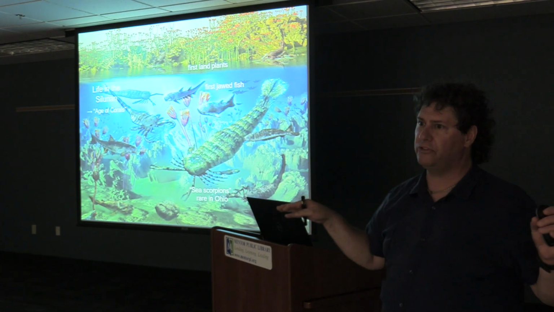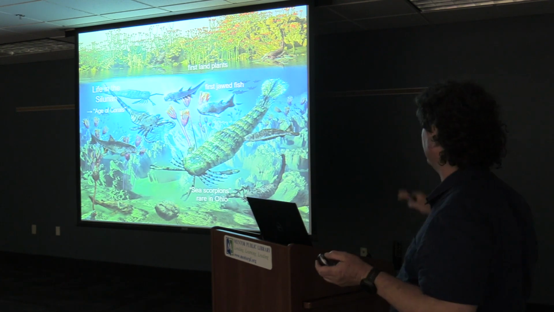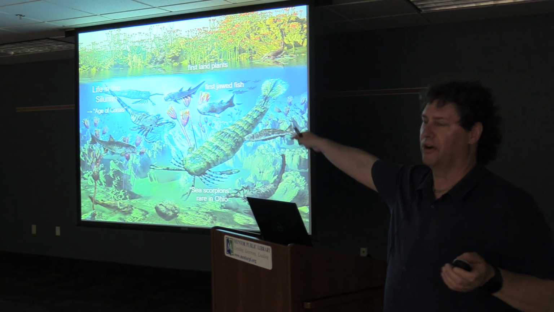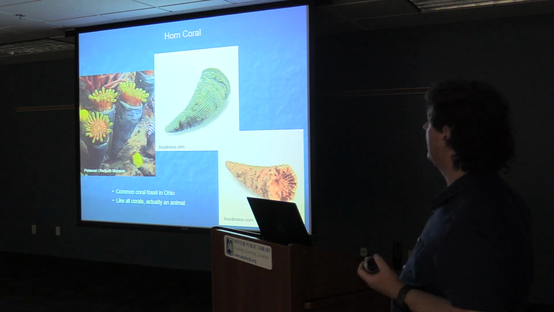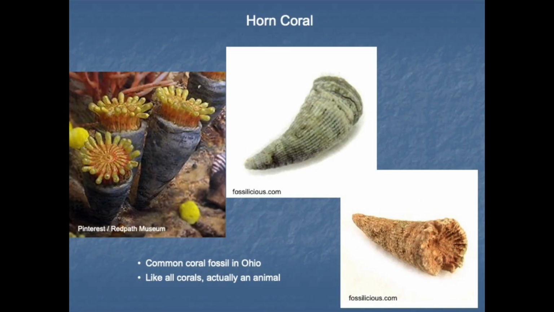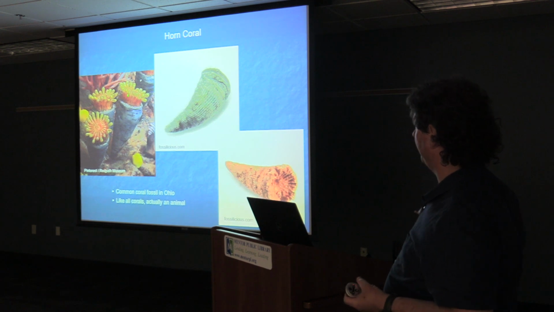Huge coral reefs, things all over the place, and a lot of limestone from those coral reefs. Here's some of that coral. Probably the most common coral fossil you're going to find in Ohio. It's very distinctive. It's called horn coral. I'll let you guess as to why. And just like modern day coral, it's an animal, not a plant. And it does a little filter feeding.